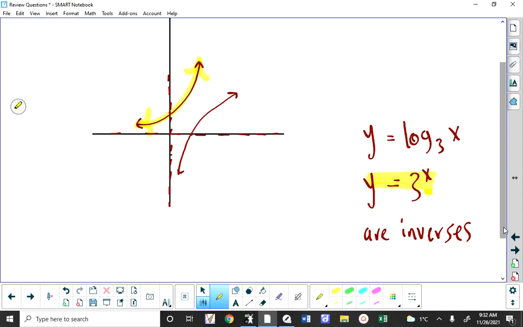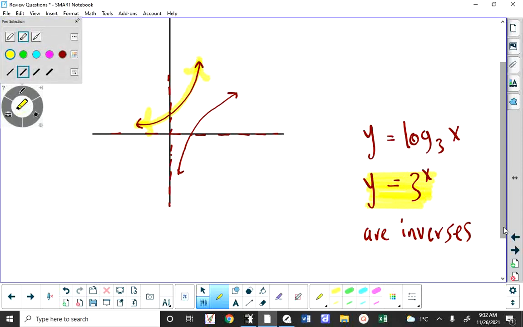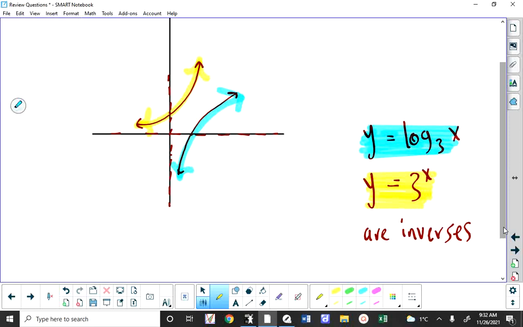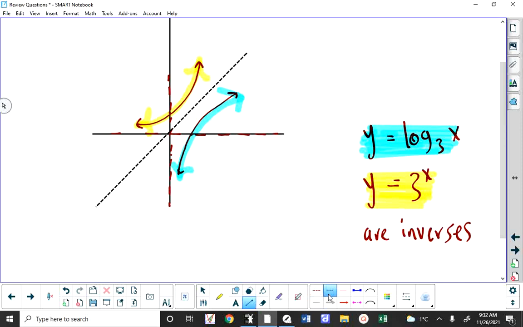So this is y equals 3 raised to the x. This is y equals log base 3 of x. And I hope everybody, you're with me on this. The only reason I graph the yellow function is so that I can see what the logarithmic function looks like. I'm reflecting it visually across the line y equals x.